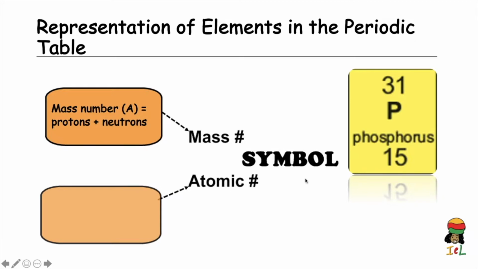The number to the bottom is called the atomic number. In the case of phosphorus, the atomic number is 15. The atomic number also gives us some very important information about this particular element. The atomic number is the number of protons found in the nucleus. So it only gives the number of protons. The symbol used to denote atomic number is Z. Sometimes it's also pronounced Zed, depending on where you are from.